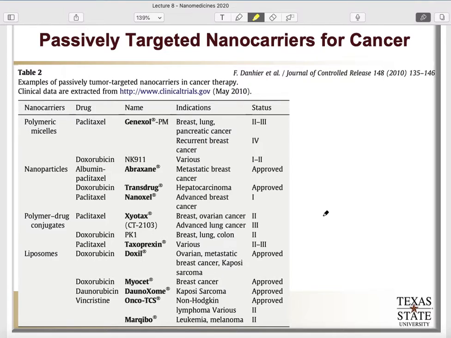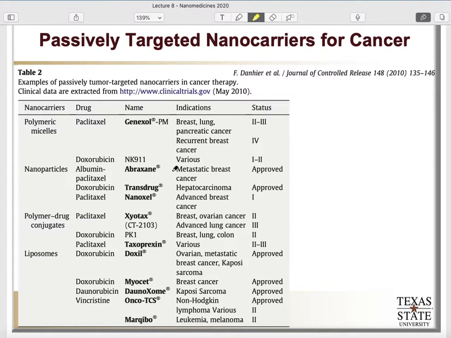All right, the next thing is passively targeted nanocarriers. This is just a list of nanocarriers that are either approved or that were in clinical trials at this point in 2010. This might have changed in the past 10 years, but actually I don't see any that I know that are approved other than the ones that are already there. So I don't think there's any new ones actually.